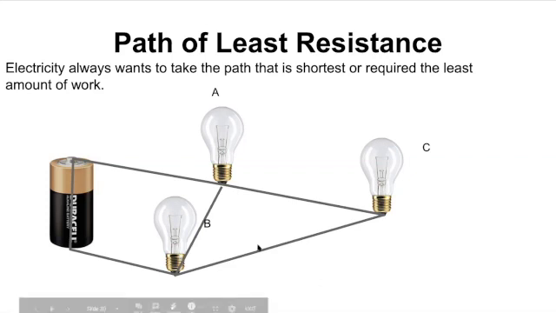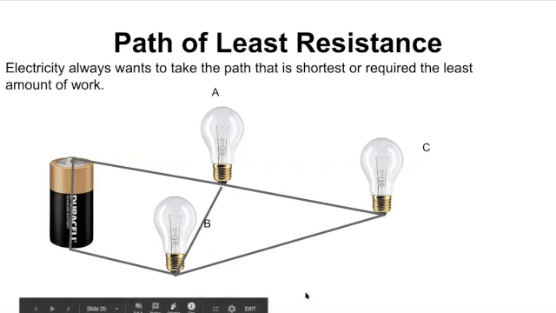Now let's count this. If we did our first path, it would go all the way from A to C to B and then back to the battery. So that's a little bit longer. Not only is it a little bit longer, but we would also be lighting up one extra light bulb. We would be lighting up A, which is 1 light bulb, C, which is 2 light bulbs, and then B, which is 3 light bulbs.